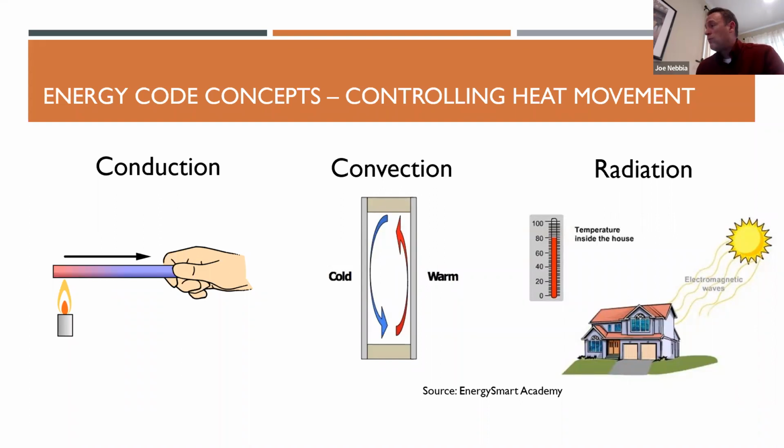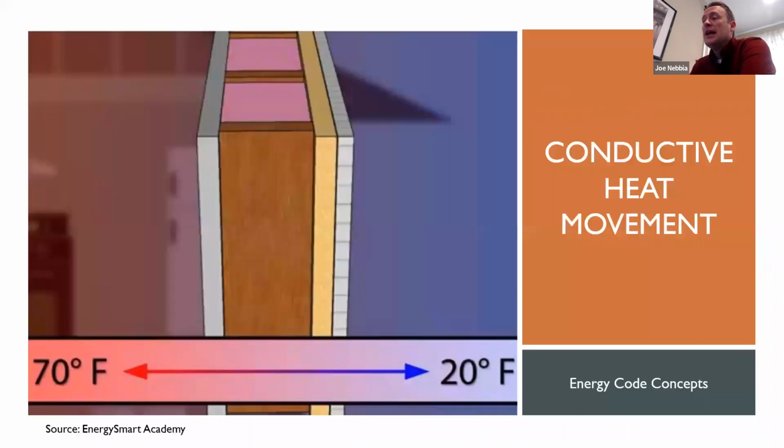So that's primarily what the code is trying to do when it's requiring insulation and windows of a certain efficiency level. So the concept for insulation is that we're primarily trying to control conduction. Some insulation does other things, right? Some insulation will also air seal. But when the code sets requirements in these tables we're going to talk about in a moment, it's trying to control conduction.